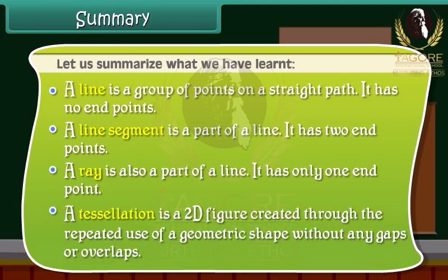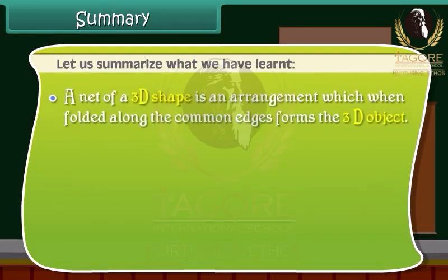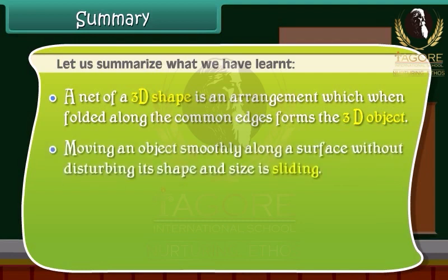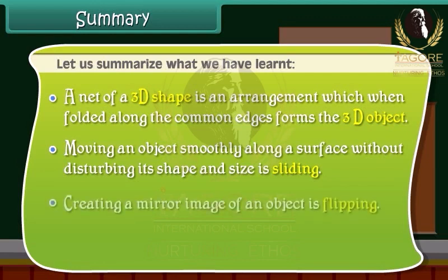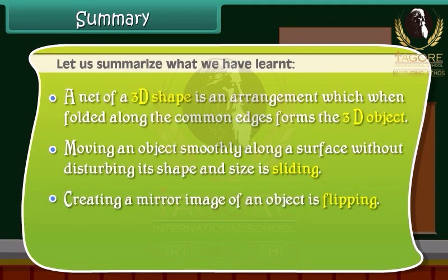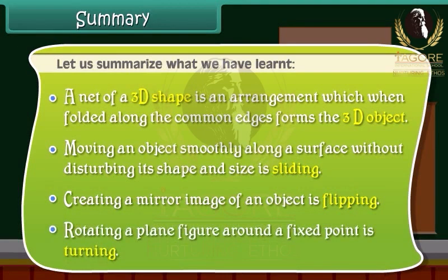A tessellation is a 2D figure created through the repeated use of a geometric shape without any gaps or overlaps. A net of a 3D shape is an arrangement which, when folded along the common edges, forms the 3D object. Moving an object smoothly along a surface without disturbing its shape and size is sliding. Creating a mirror image of an object is flipping. Rotating a plane figure around a fixed point is turning.